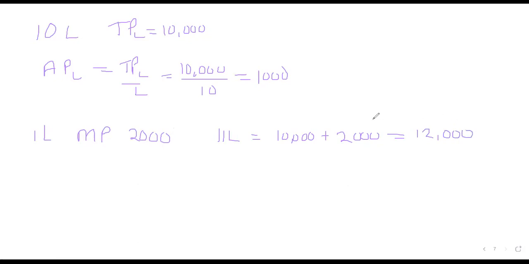Okay. Now, what becomes our new average product for the 11 laborers? It is the total product for the 11 laborers divided by the number of laborers that are 11 now. So what is the total product for the 11 laborers? 12,000. And how many laborers do we have? We have 11. So how do we get the average product for these 11 laborers? We simply divide the 12,000 by 11. What do we get? 1090.91.